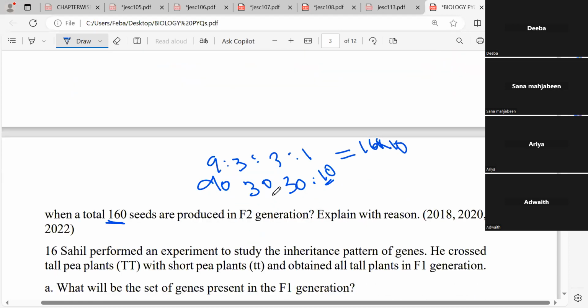And if you're asked to explain with reason, you can write this. The ratio multiplied by 10: 30 individuals are going to be round green and 30 individuals are going to be wrinkled yellow. Okay, right, like that.